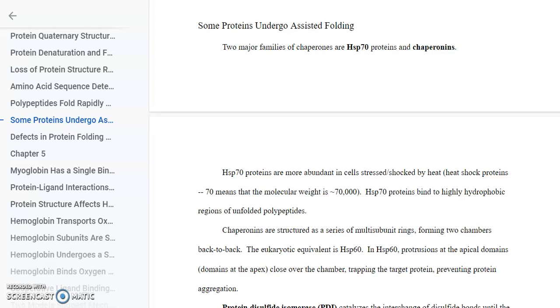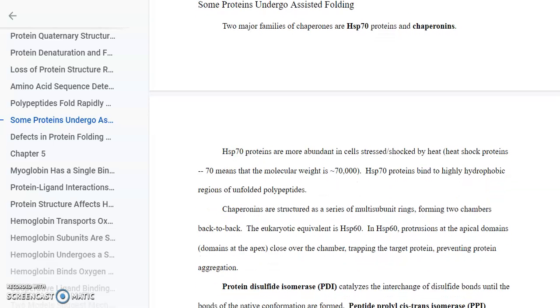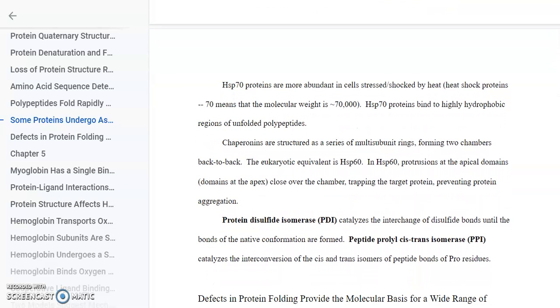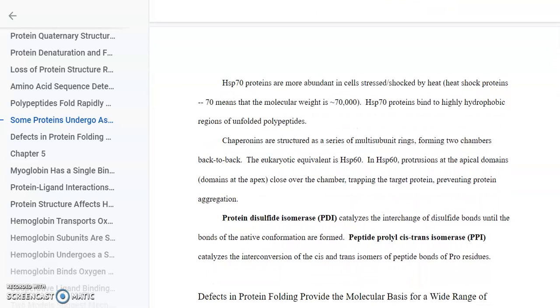Some proteins undergo assisted folding. Two major families of chaperones are HSP70 proteins and chaperonins. HSP70 proteins are more abundant in cells stressed or shocked by heat, hence heat shock proteins, and the 70 means that the molecular weight is about 70,000. HSP70 proteins bind to highly hydrophobic regions of unfolded polypeptides.